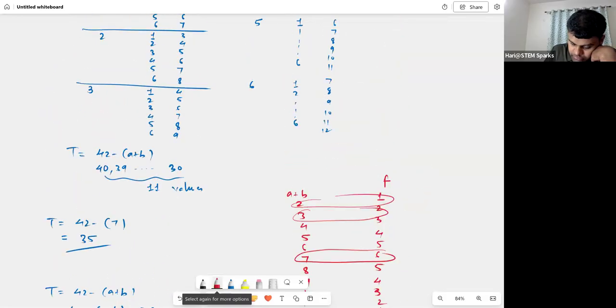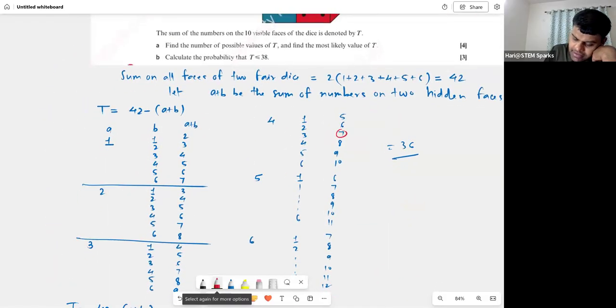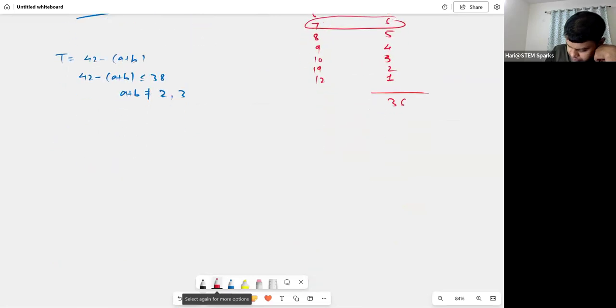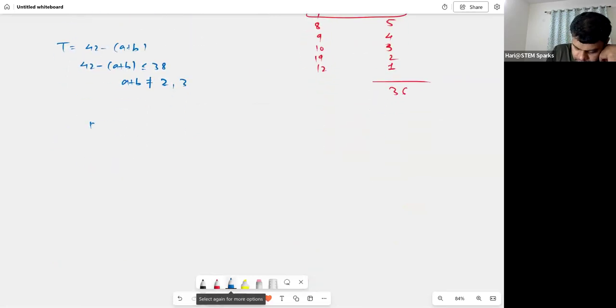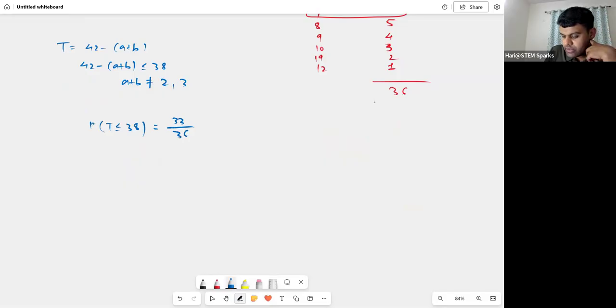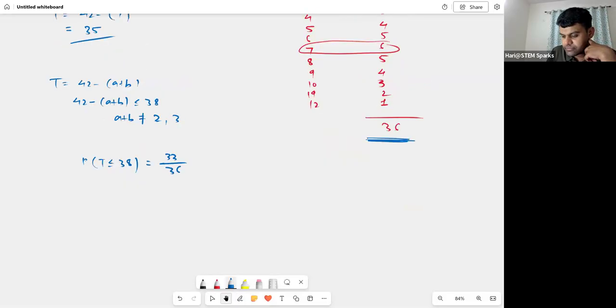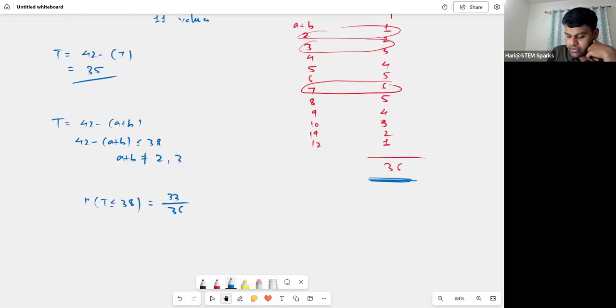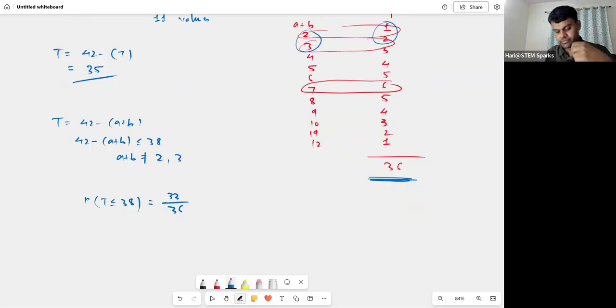So what the question was asking: calculate the probability that t is less than or equal to 38. So the probability that t is less than or equal to 38 will be 33 over 36. Why? 36 was the total frequency, okay? And 33 is when the sum of a plus b can't be 2 and 3. So the probability that t is less than or equal to 38 is 33 by 36.